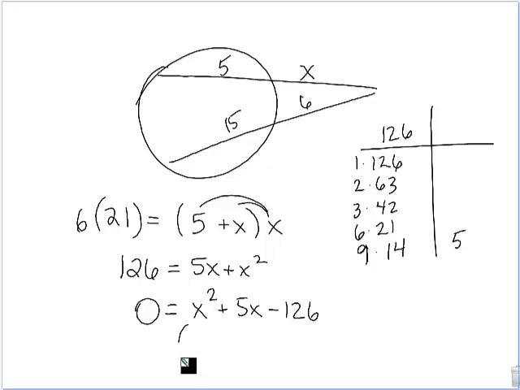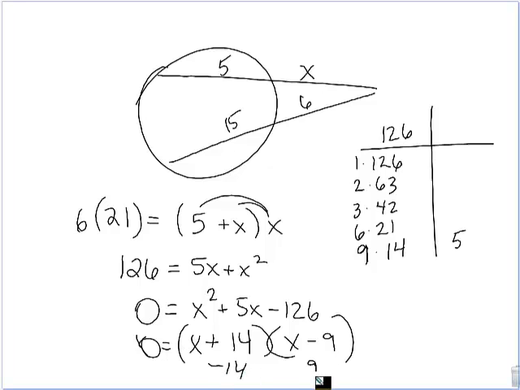So we would factor this then to x plus 14 and x minus 9. So what are the two values for x here? Negative 14 and positive 9. Which one makes sense to be a side? Positive 9, so x is equal to 9.